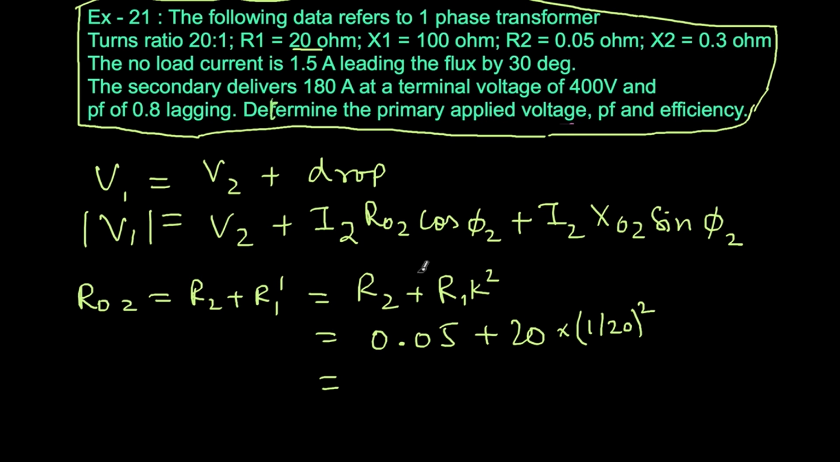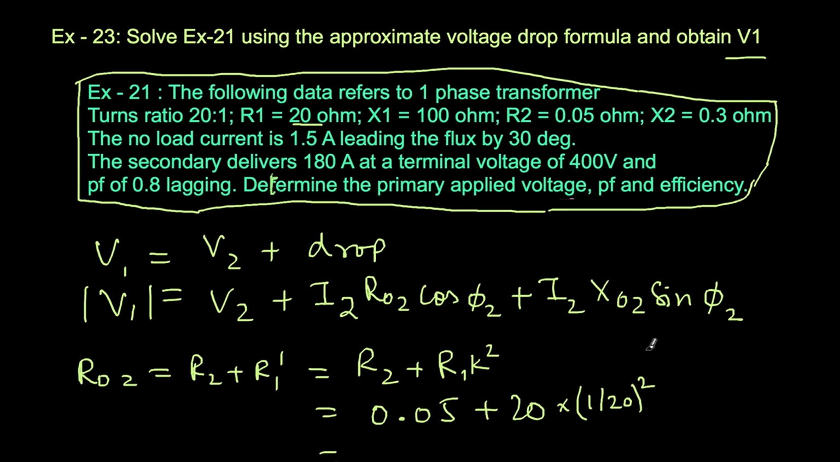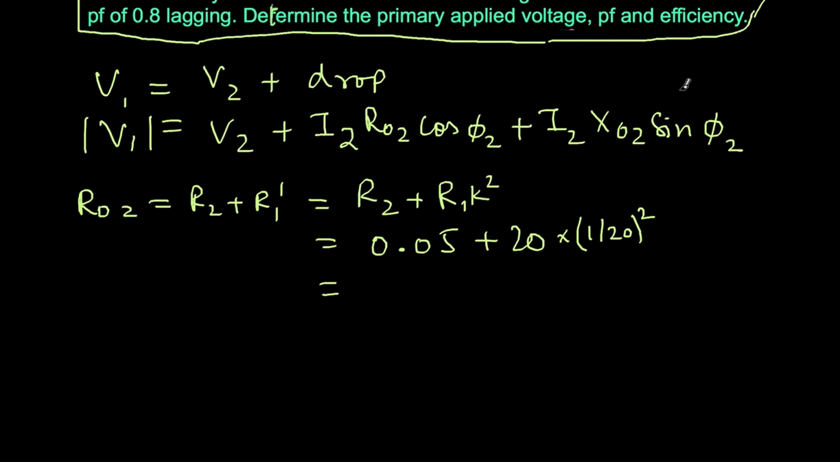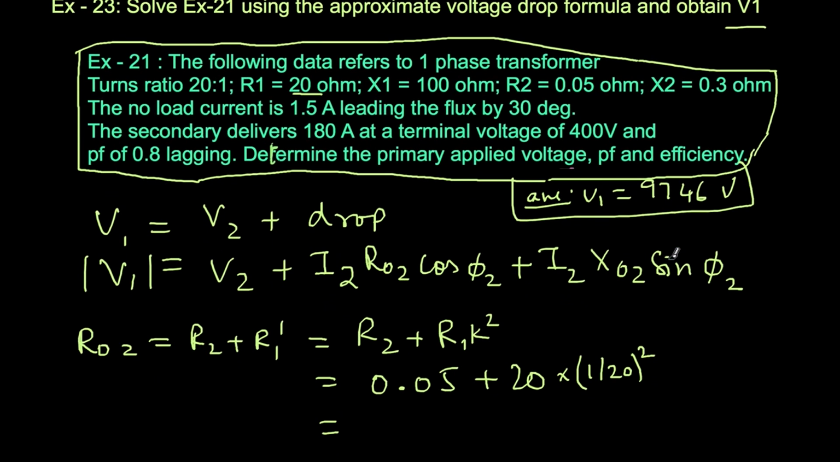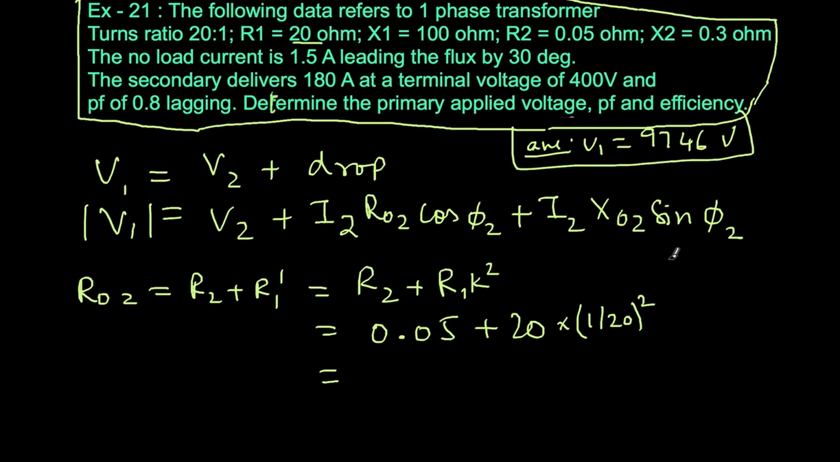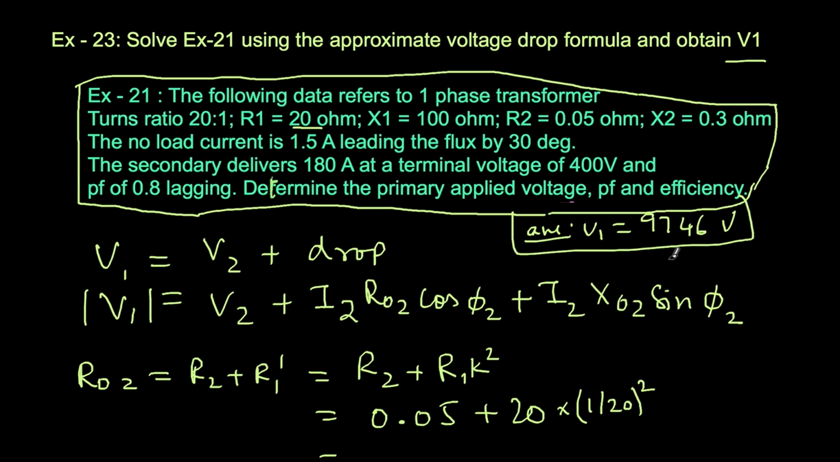In our code, the answer is 9746 volts. But let's see whether we'll get this. We should get something slightly less than this. Why? You can think about it. But okay, now let me go back.